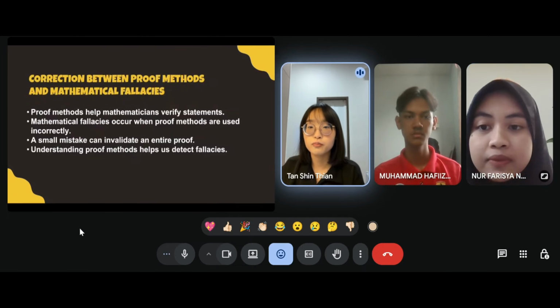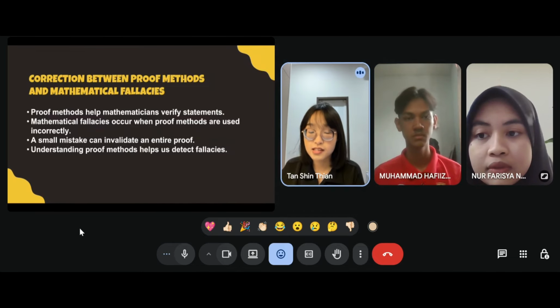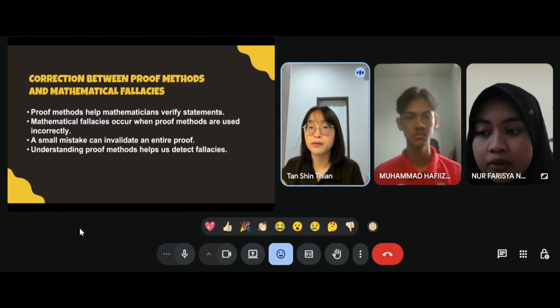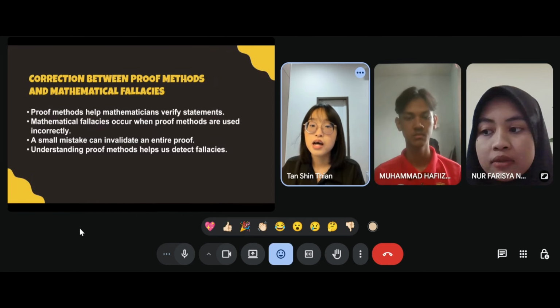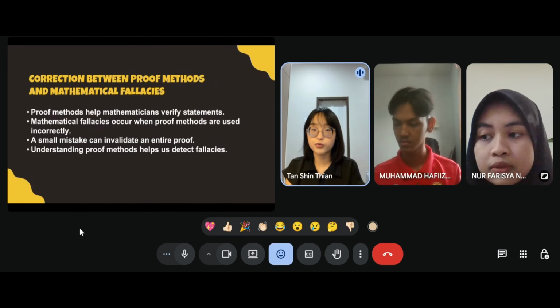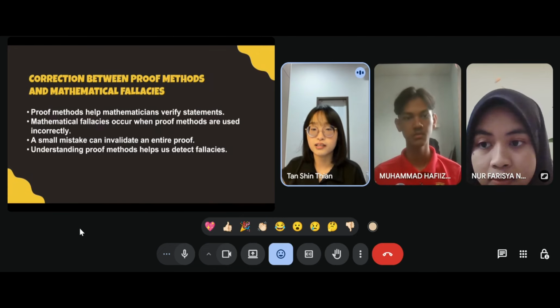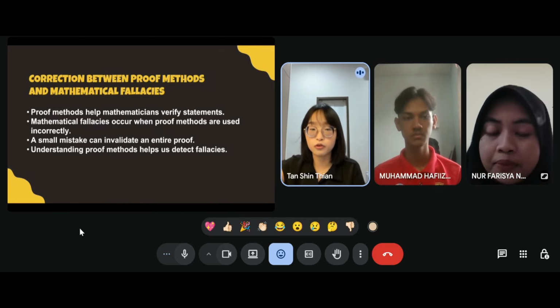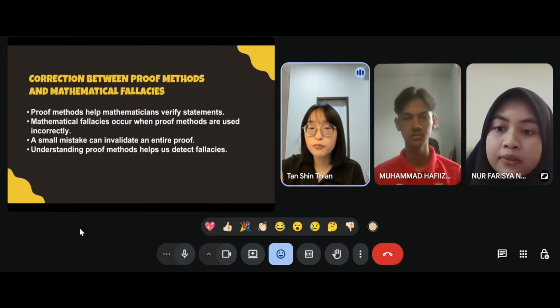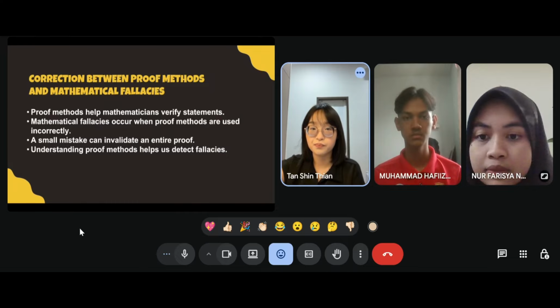Correction between proof methods and mathematical fallacies. The proof method helps mathematicians verify statements. A fallacy occurs when proof methods are used incorrectly, because a small mistake can invalidate an entire proof. Understanding proof methods helps us detect fallacies.